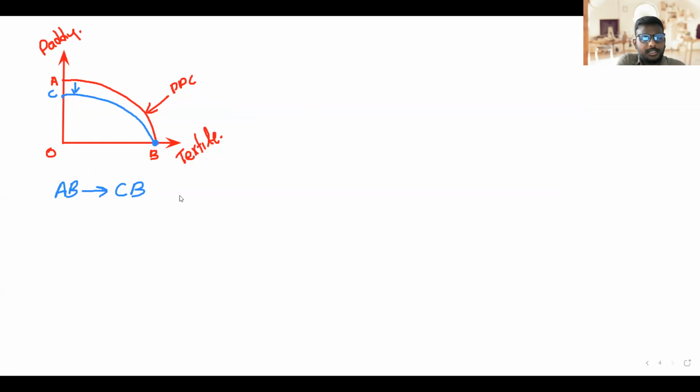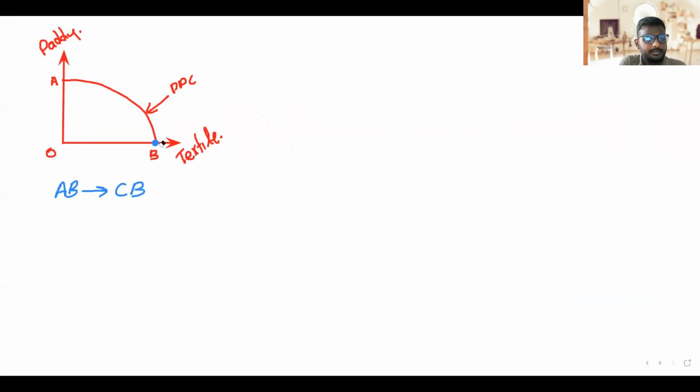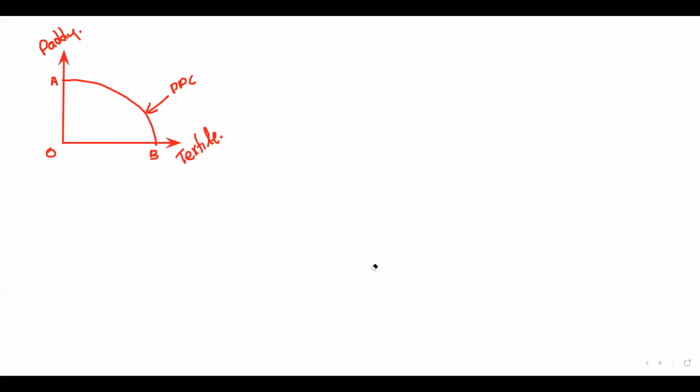The last one: a new technology is invented in the textile industry to reduce the cost of production. So what would happen now? How will you show that on the PPC? The curve shifts outward only on the textile side. Exactly, that's all. Why? Because they're saying the cost of production on the textile side is dropping.